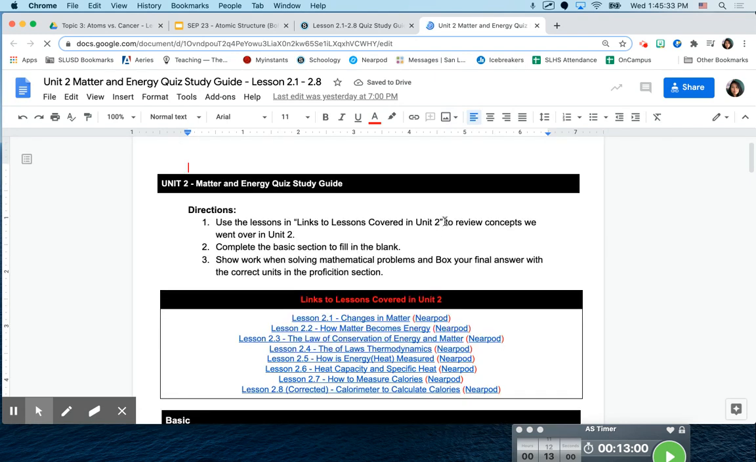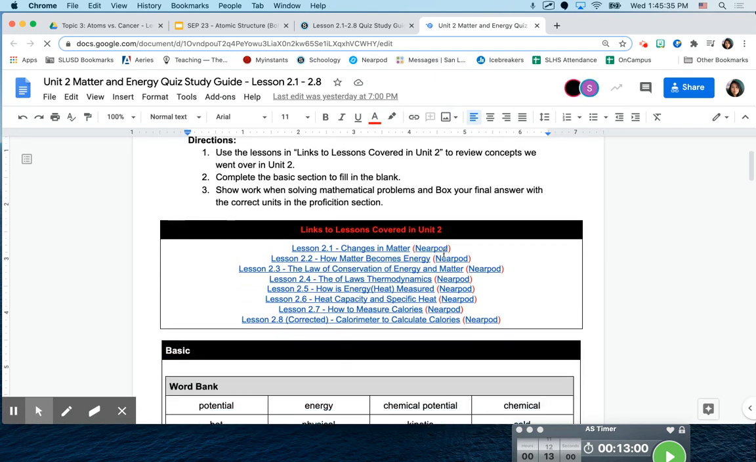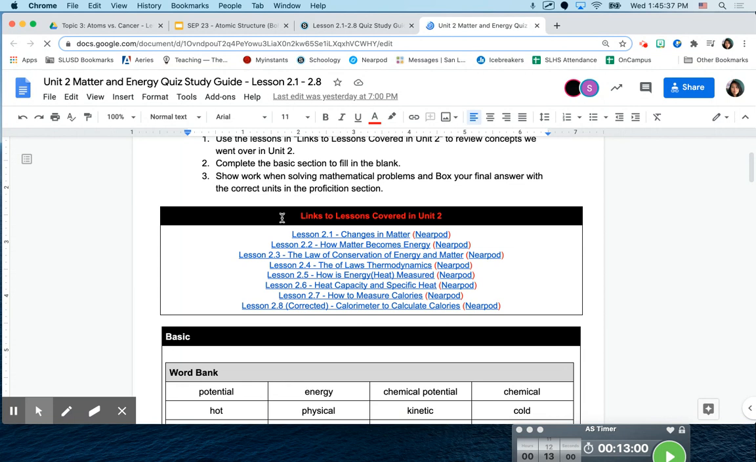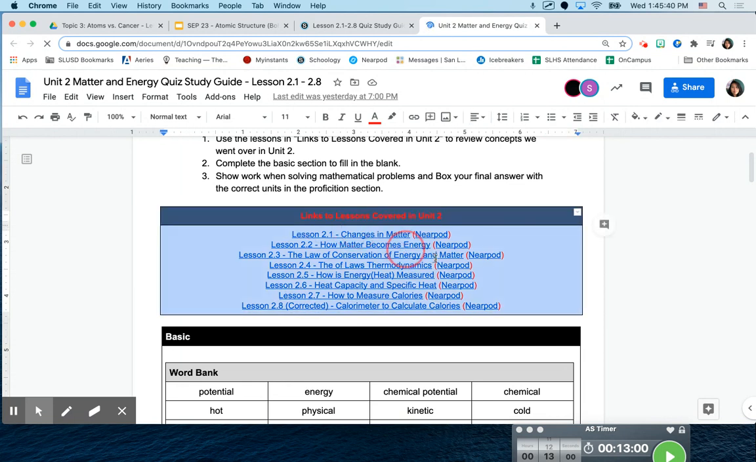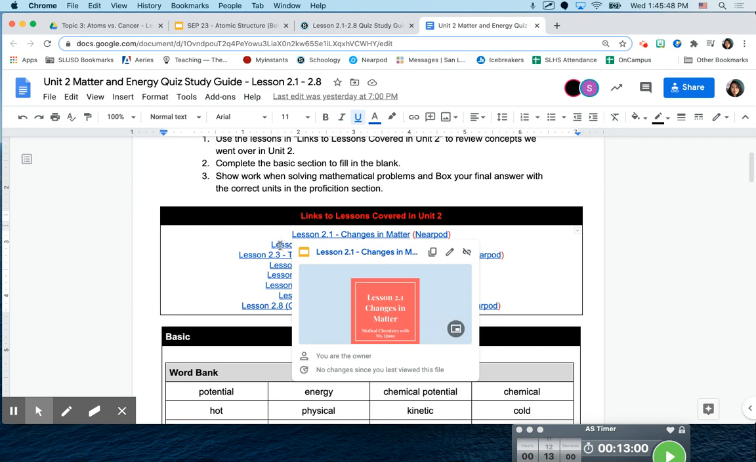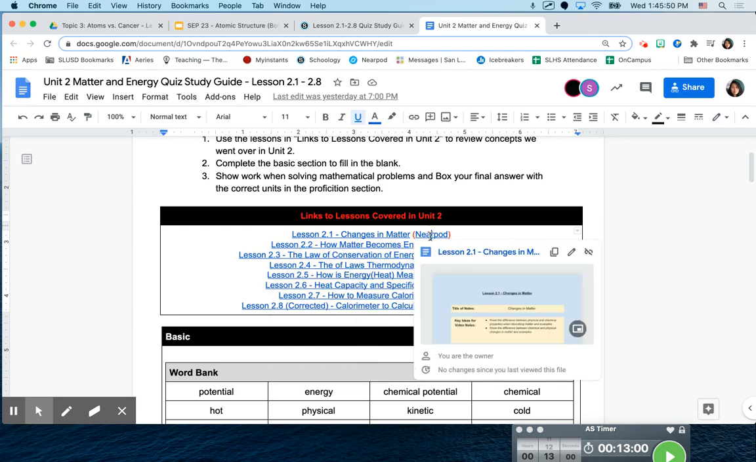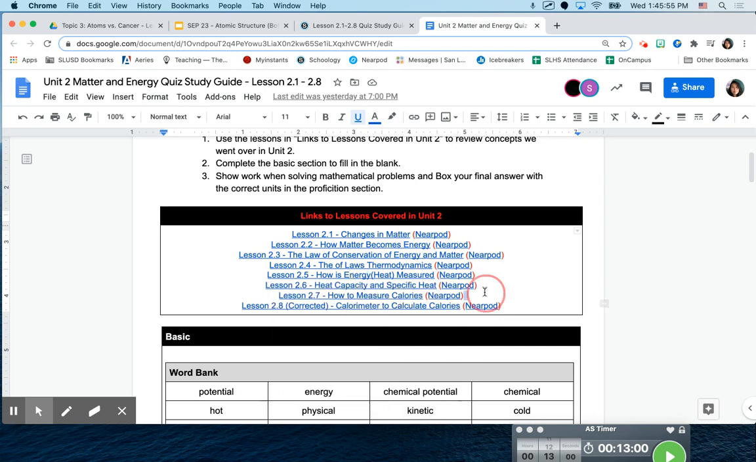A couple of things you should know: one, something that I added for your study guide are the links to the lessons that we covered in Unit 2. So here are the slides. Lesson 2.1, all these descriptions are the slides, and then these are the Nearpods that we did on those days. So they're all in one place, and if you need to go back and look at any notes or definitions, you can do that here.